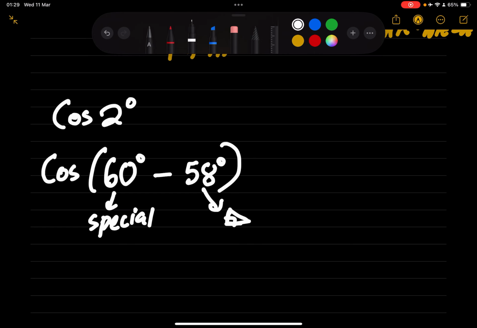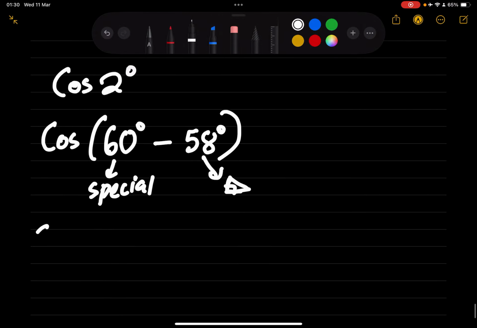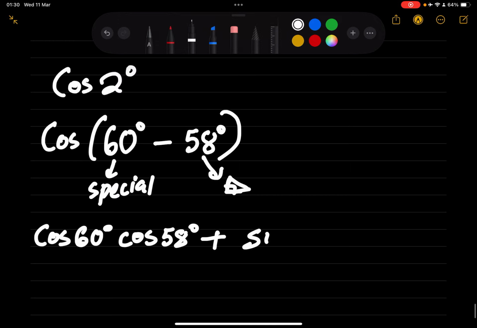Make sure if you do not have either of the angles and you cannot represent it as a double angle, use compound angles. On your compound angles, one of your angles must be a special angle and the other one must be on the diagram. Now expanding this, we get cos 60 cos 58 plus sine 60 sine 58. If it's a minus, for cos it's plus. We can check on the formula sheet.